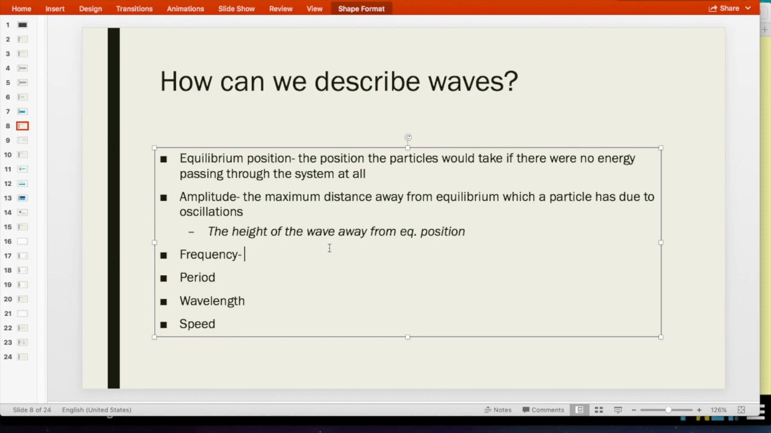Frequency. This is an incredibly important property of a wave. Frequency is the number of wave cycles passing through the substance each second.